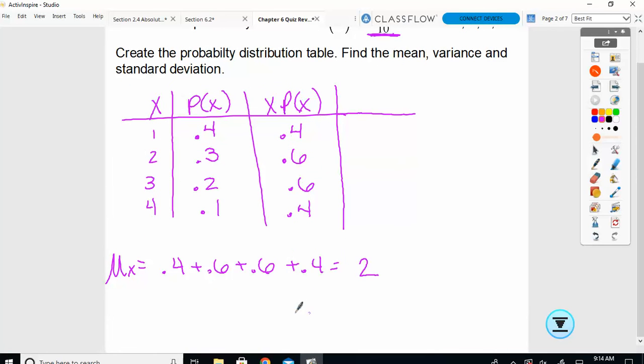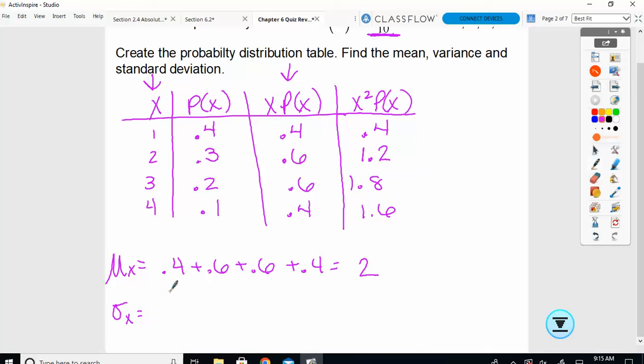All right, how do we find standard deviation? That's really just taking this column and multiplying by x again. So 1 times 0.4 is 0.4. If I take this, I get 1.2. 3 times 0.6 would be 1.8. 1.6. Does everyone know how I got those numbers?